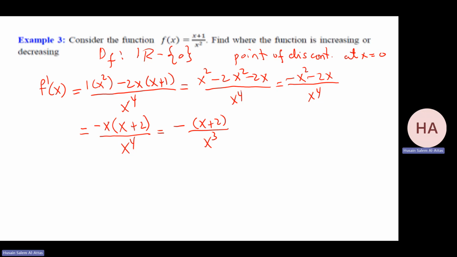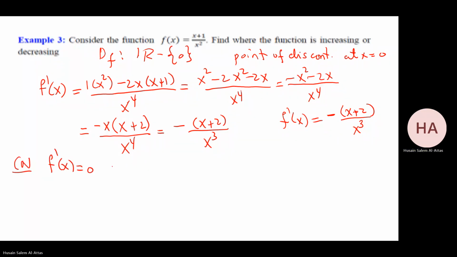Okay, be careful. I will take f prime as is. So my f prime is minus x plus 2 over x cubed. I will not say multiply by minus. No, you are changing it. So I'll find critical numbers. F prime equals 0. That implies x equal minus 2. X equals 0 is not a critical number because it's not in the domain. So now I'll put the number line. I have minus 2, and I have 0 open because it's not included.